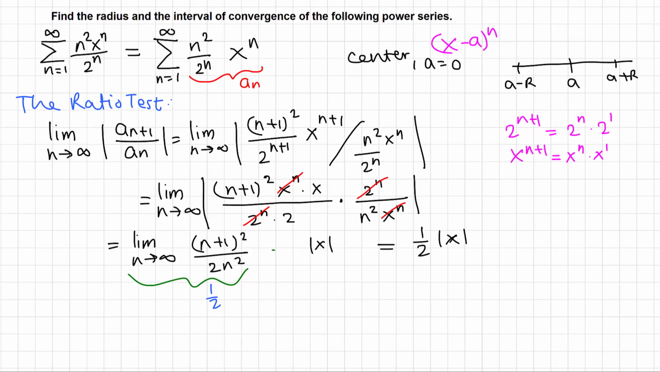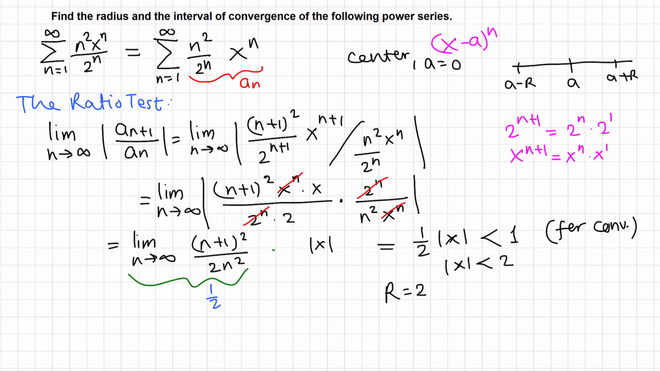And we know that when this limit is less than 1, the series converges. So for convergence, we need this limit to be less than 1. Now let's isolate x by moving 1/2 to the other side. We multiply both sides by 2, so that will be |x| less than 2. So this is the radius of convergence.